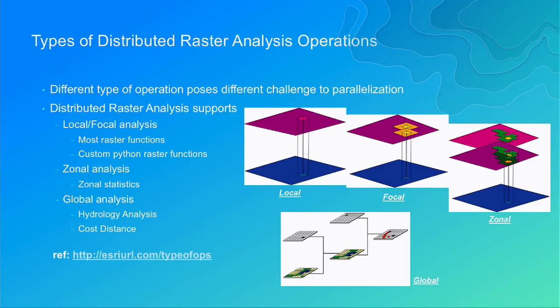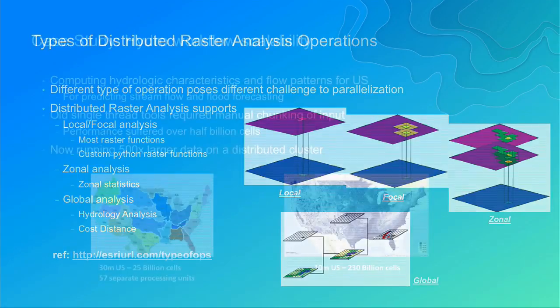So in 10.5, what we support are the two analyses on top, which are local and focal analysis and the zonal analysis workflow. But in 10.6, we added a new global analysis distributed algorithm. So you can also run hydrology analysis and cost distance analysis in parallel. So basically this is just a quick reference to all these different types of operations, just to make sure you're aware of the parallel algorithm difference between all these analyses.